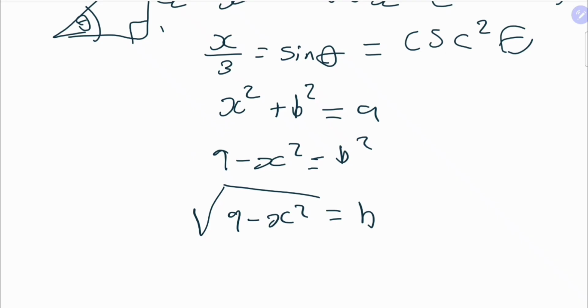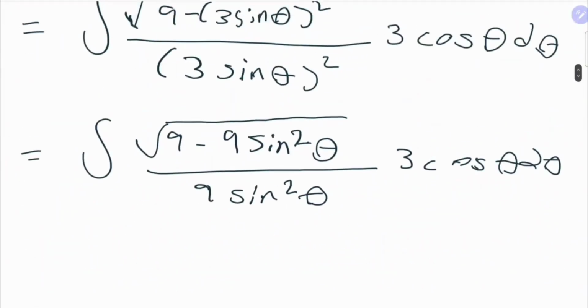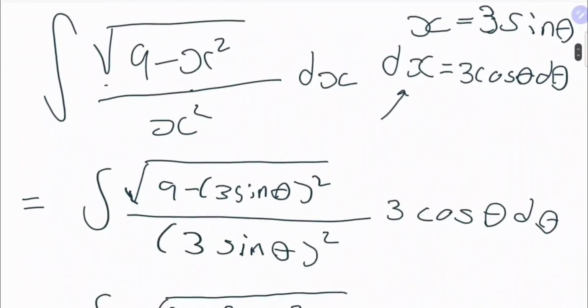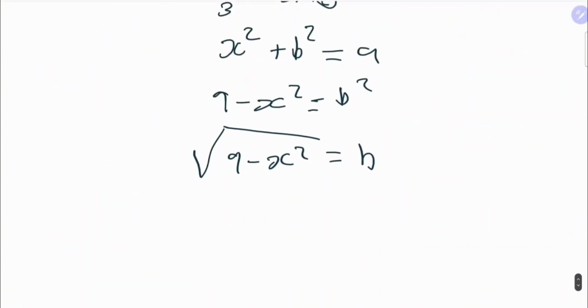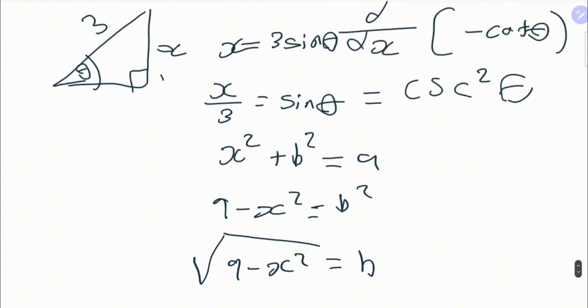So another cool thing when you're doing trig sub is, if you've done your calculations correctly, you should get the same root as you had at the very start. So here we've got the root of 9 minus x squared, and down here we've got the root of 9 minus x squared. So this is good. So now the root of 9 minus x squared is our adjacent side.